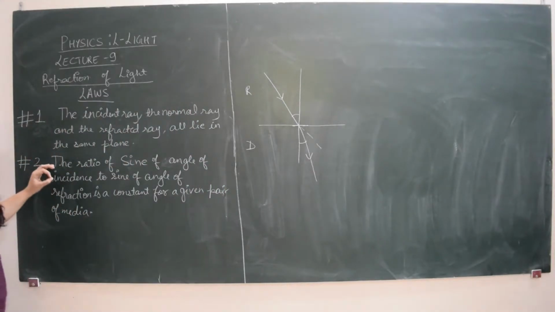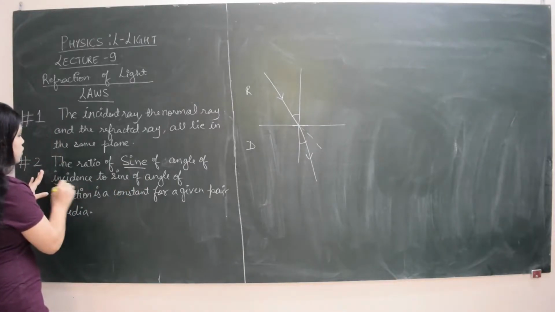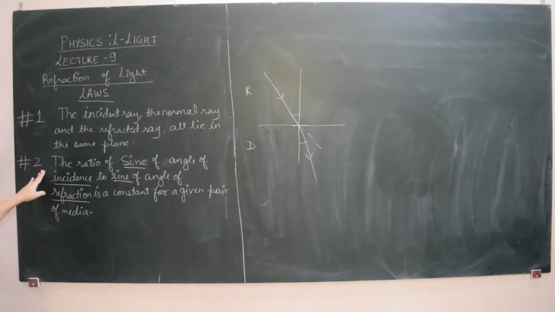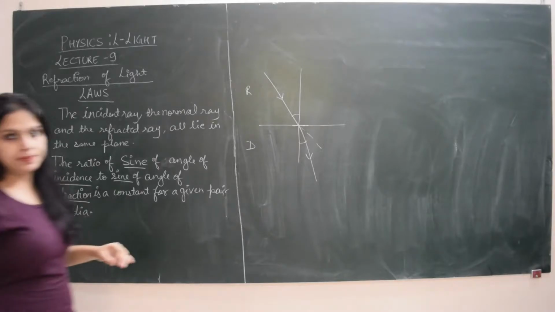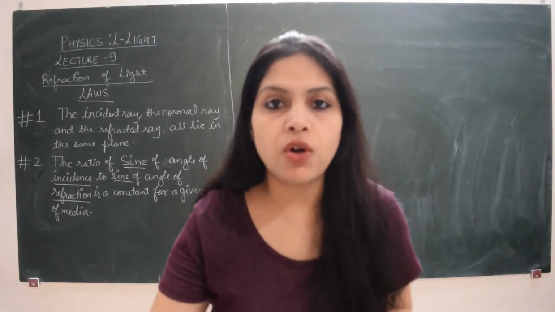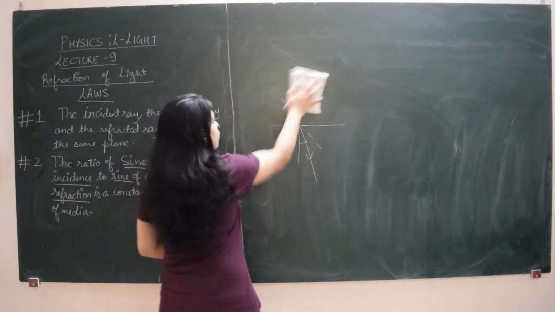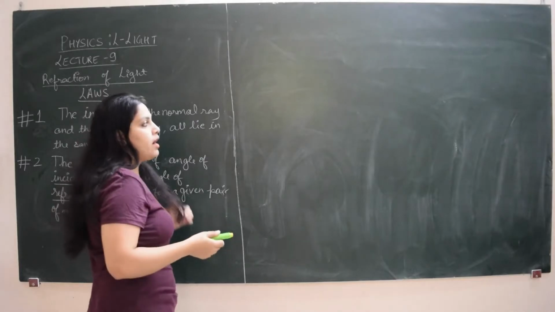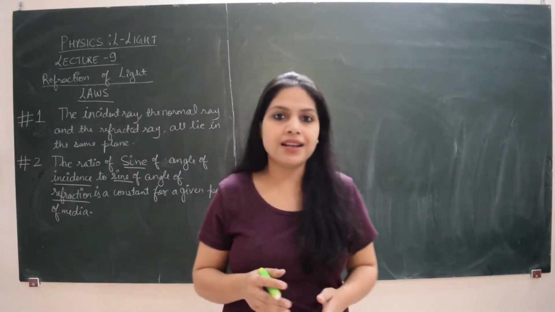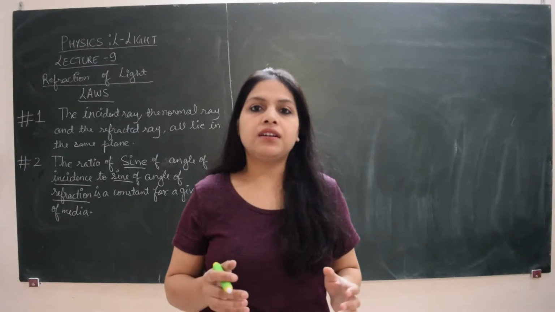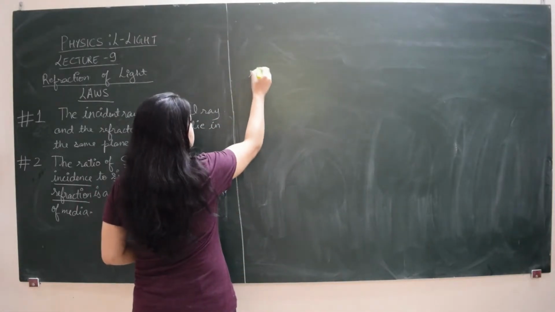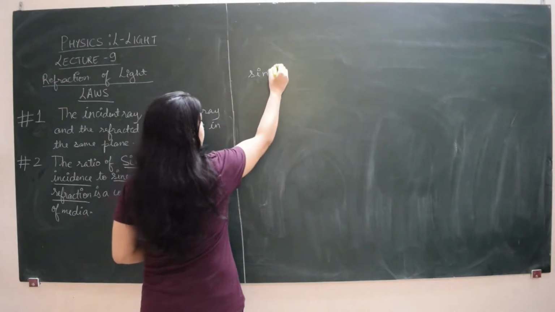The second law states that the ratio of sine of angle of incidence to the sine of angle of refraction is a constant for a given pair of media. So before we talk about this law, let's understand what we know about the term sine. Sine is a trigonometric ratio, and for our purposes in class 10 physics, we need the value of sine for 5 angles. Those standard 5 angles you have to learn as of now.